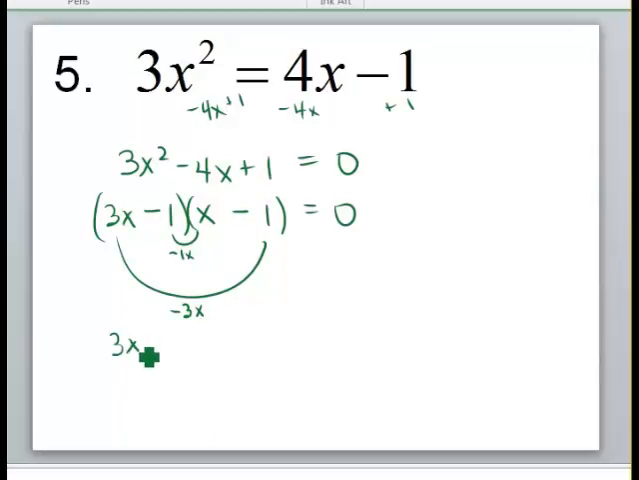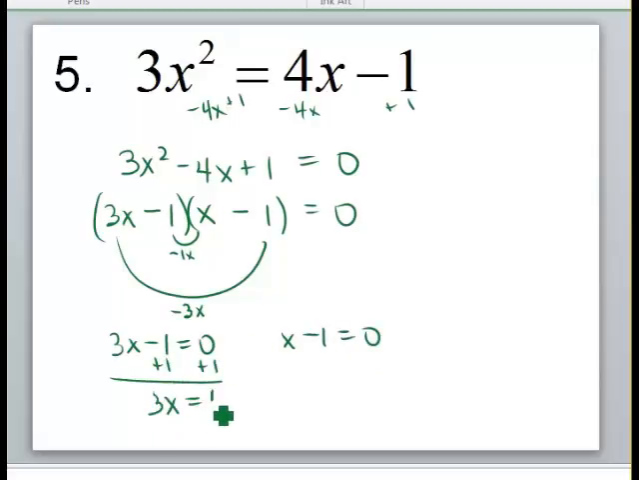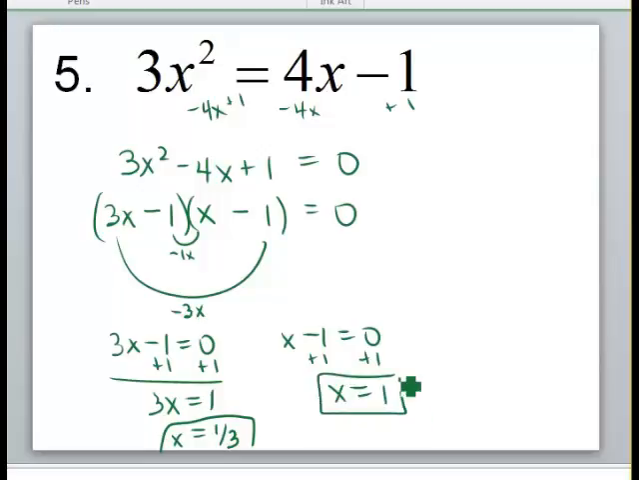Set each part equal to 0 and solve. Add 1 to both sides. 3x equals 1. Divide by 3, I get 1/3. Add 1 to both sides, x equals 1. Answers are 1/3 and 1.